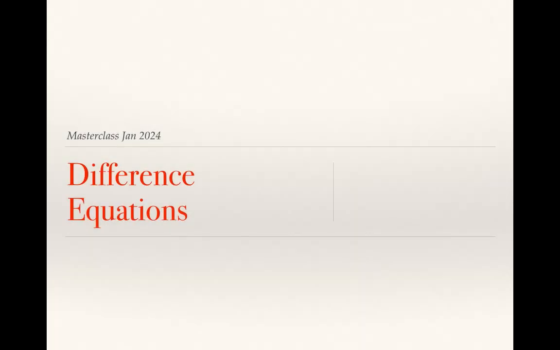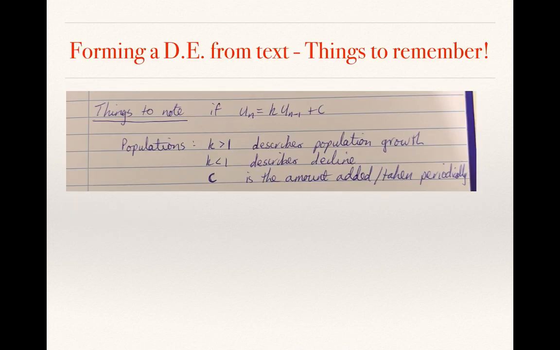Okay, the final video for first order homogeneous difference equations is how to form a difference equation from a text. There are two types that you will experience. One will involve populations, either population growth or decline. The second one will involve financial maths, so that will be interest that you obtain on savings or interest that's added on via a loan that you take out. Okay, let's start with the population one.